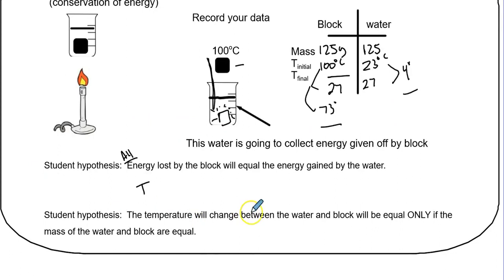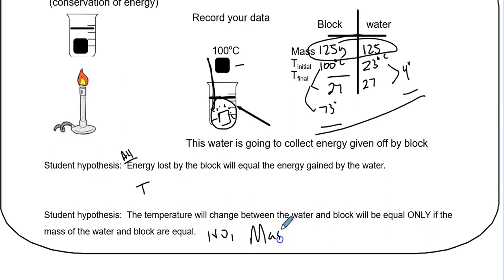All right. The temperature change between the water and the block will be equal only if the mass of the water and the block are equal. Well, we had the same mass, and the same energy, but we got different temperatures. So this is a no. There's more than those factors. We have equal mass, we have equal energy, yet we still don't have equal change in temperature. In fact, it's very different.